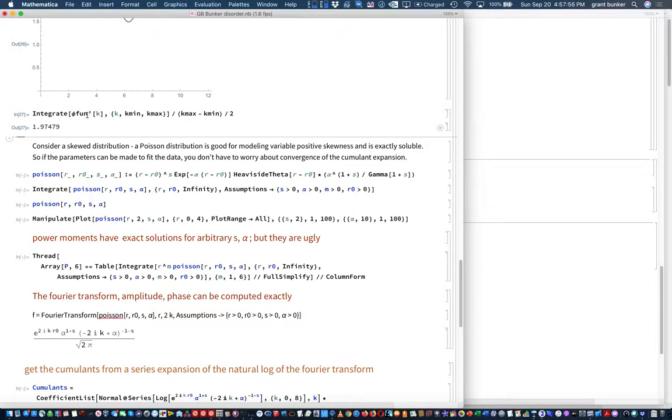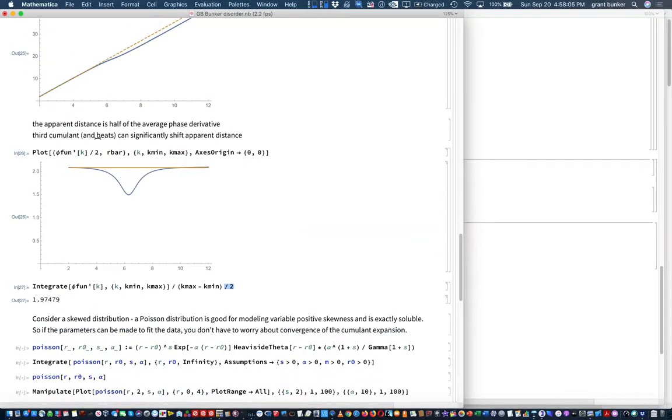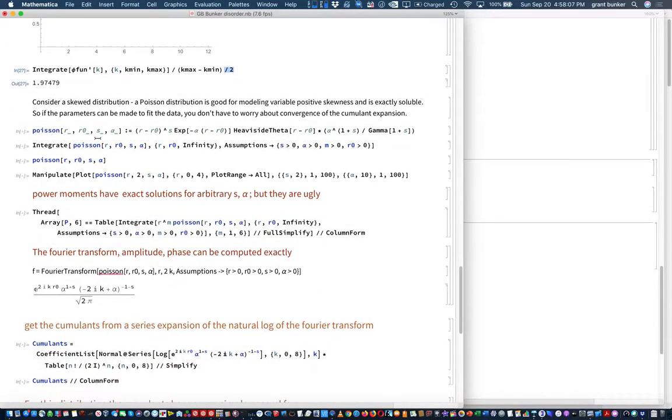Okay, and here's the average phase slope, divided by 2. So this is the apparent distance. So it's shifted by about 0.025 compared to the real one. Again, if it's there and you didn't see it, well, you've got an issue. Okay, so I hope you see the point of that. Now, I could go on a long way, but I hope you get the point.